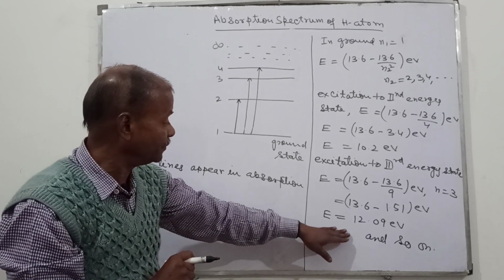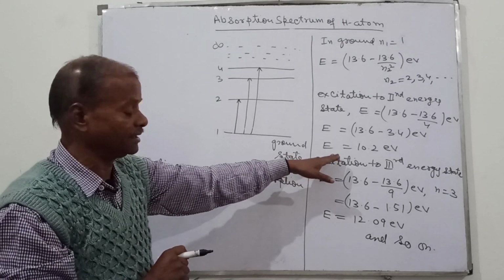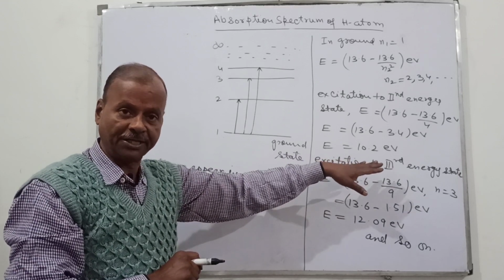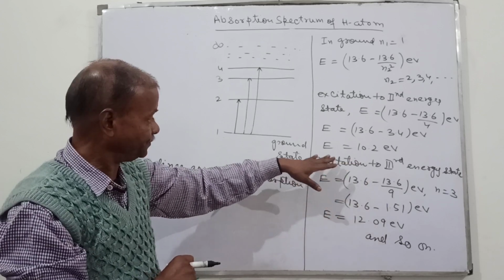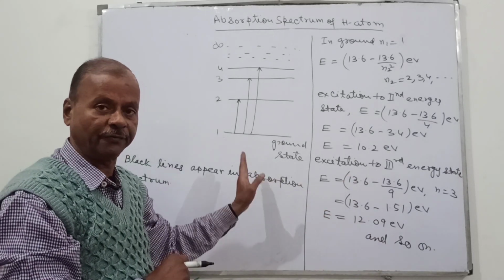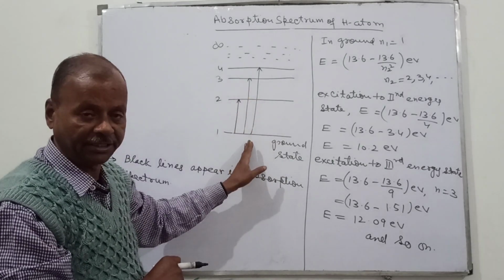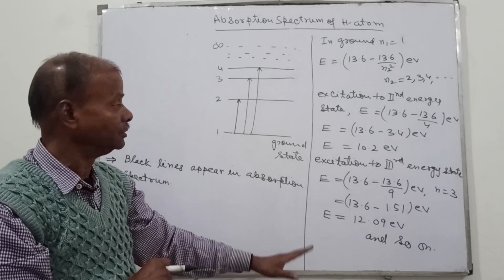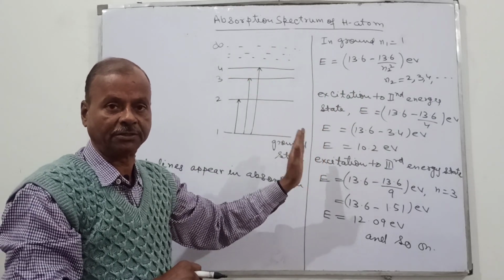Now you can also calculate the energy absorbed, and you can find the wavelength of the photon. E equals h nu, E equals hc upon lambda, then find the value of lambda. So corresponding to the second, third, fourth and so on, we will find the energy levels and the photon energy. Like this, we can find the lines in the absorption spectrum.